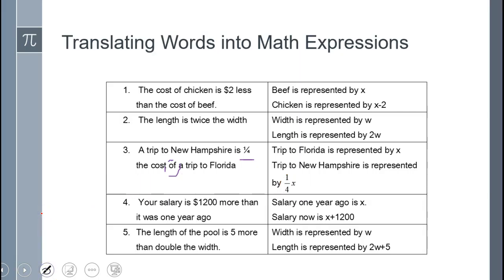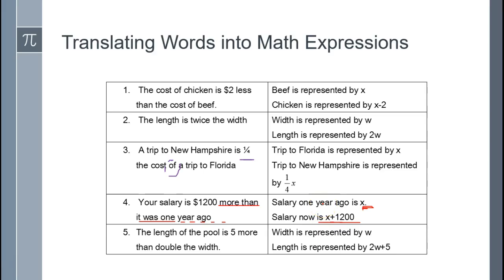Your salary is $1,200 more than it was 1 year ago. Now students get confused as to whether X is now or a year ago. Well, your salary now is more than it was 1 year ago. You've referenced this to 1 year ago, so you let 1 year ago be X. And how do you find your salary now? Should it be bigger or smaller? It should be $1,200 more, so you get X plus 1,200.